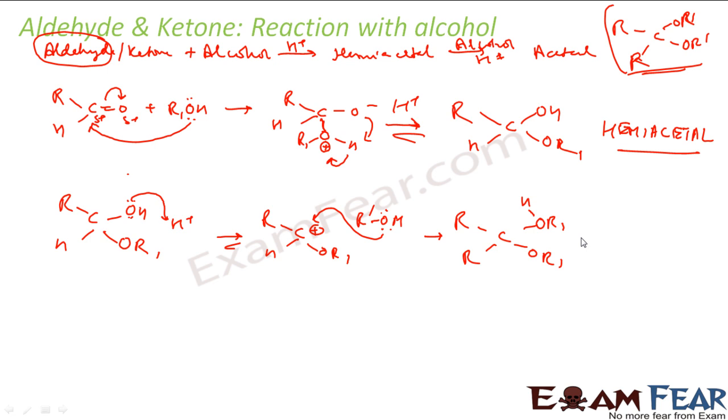Now since this oxygen has given electron, it will get positive charge. Since there's a positive charge, this oxygen has to get rid of it. So hydrogen will say, okay, I'll break this bond, and hydrogen will go off. And this is my acetal. Correct? So this is the mechanism for reaction of aldehydes and ketones with alcohol. Preferably, aldehydes react more.